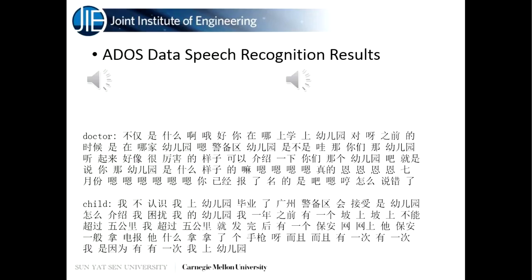警备区幼儿园是不是？哇，那你们那个幼儿园听起来好像很厉害的样子哎，可以介绍一下你们那个幼儿园吗？就是说你那个幼儿园是什么样子的嘛？真的。7月份。 So Ming, we're running close to the end of time.